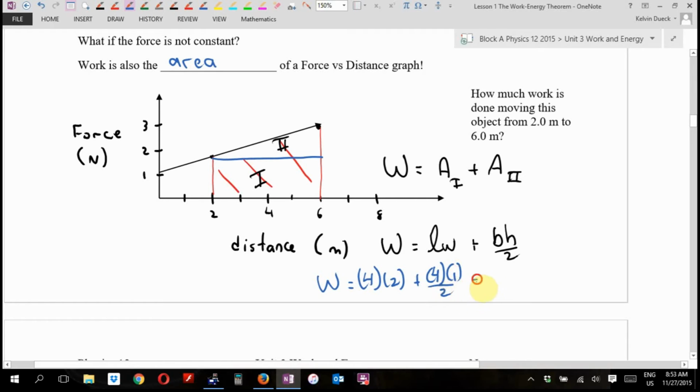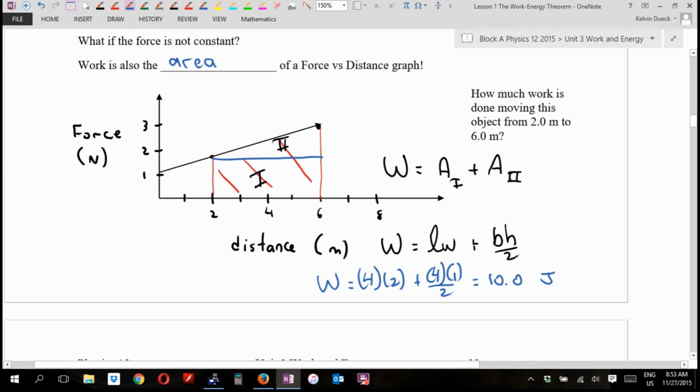Divided by 2. Rob had pulled out his calculator and then he sheepishly went, wait a minute, I don't think I need a calculator for this. 4 times 2, 8. And then, you know what's 8 plus 2? In your head? 10 what? Units. Work is 10 joules. And I'll even put a 10.0 to make it 3 sig figs, although I probably wouldn't be that fussy.